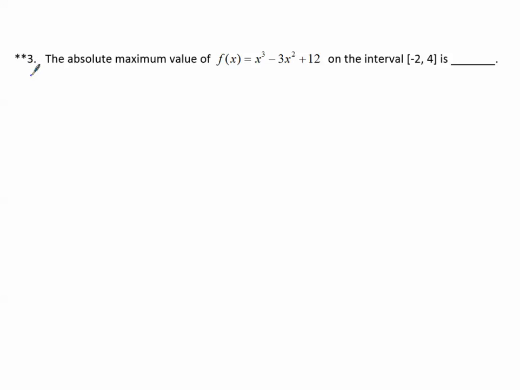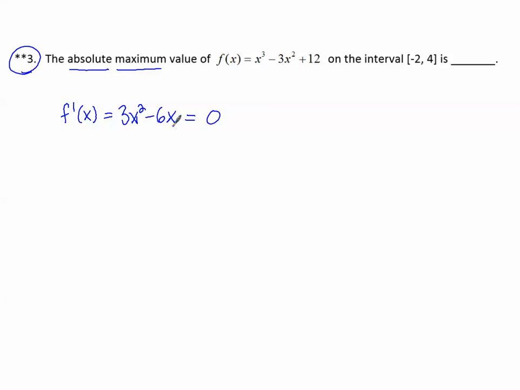Number 3, also from an AP exam. The absolute maximum value of f of x equals x cubed minus 3x squared plus 12 on the interval negative 2 to 4 is, so if I know I need an absolute max, let's go through our steps. Find critical numbers. How do we do that? Find the derivative. What is f prime of x? 3x squared minus 6x. We find where the derivative equals 0 or doesn't exist.